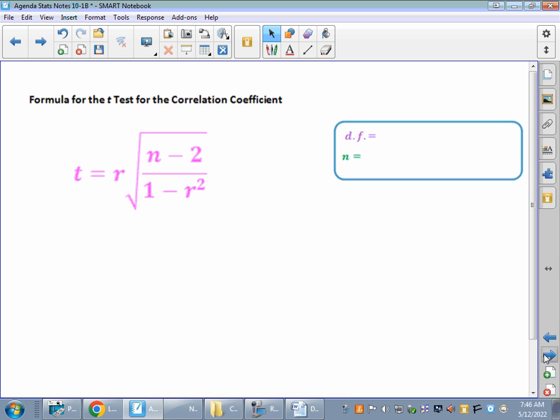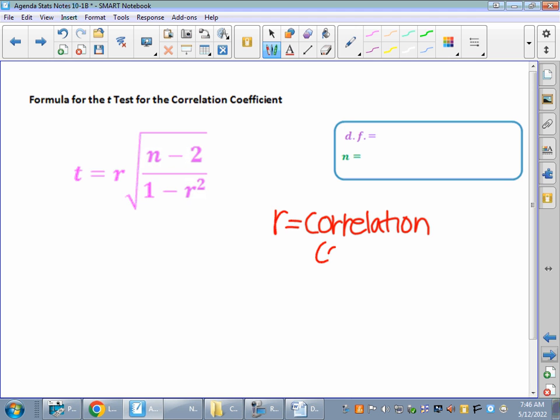T equals R times the square root of n minus 2 over 1 minus R squared. Notice we need to have already calculated R, the correlation coefficient. This way works, this is good, but it feels like more work than the other way. So this is for the traditional method.